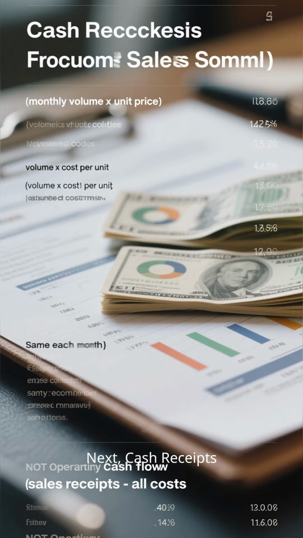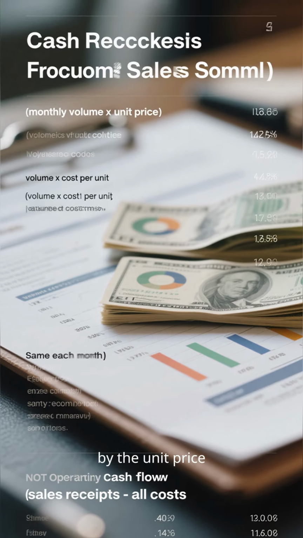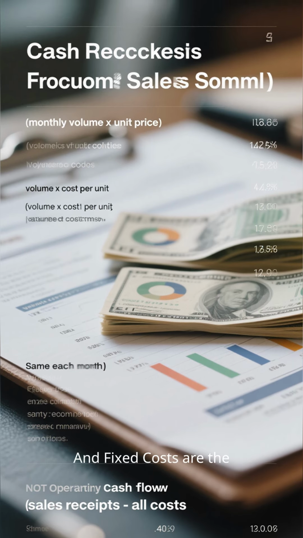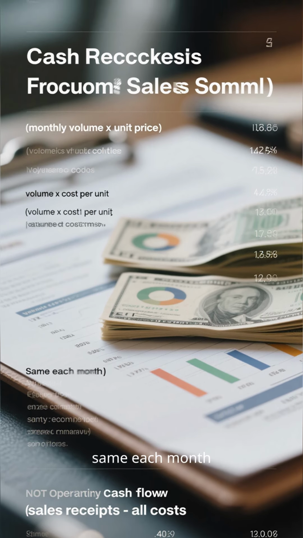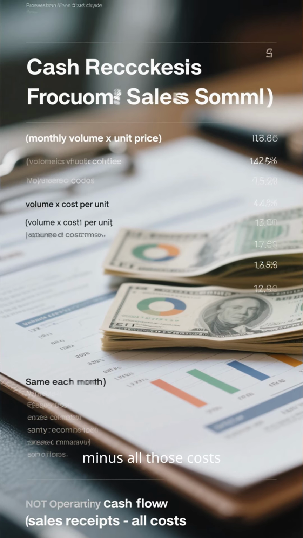Next, cash receipts from sales is simply the monthly volume multiplied by the unit price. Variable costs are the volume multiplied by the cost per unit. And fixed costs are the same each month. The net operating cash flow is your sales receipts minus all those costs.